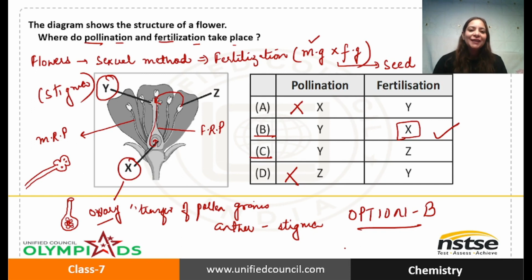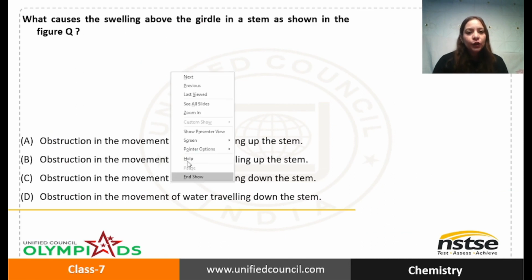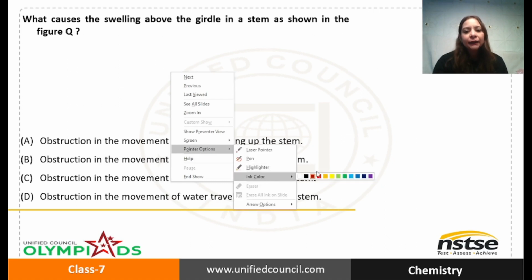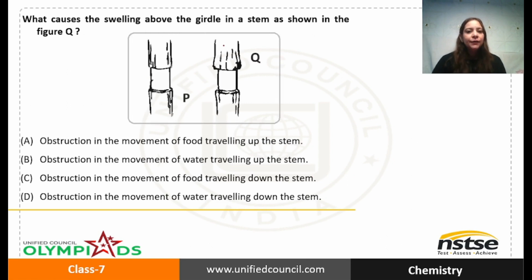Now let's move on to the next. What causes the swelling above the girdle in the stem as shown in the figure Q? Now here it has been asked that you have got the figure. See, this is the figure, and we can see that in figure Q, if you compare P and Q, you will see that this part is swollen. So this has been asked here, what causes the swelling? Why is this portion swollen?